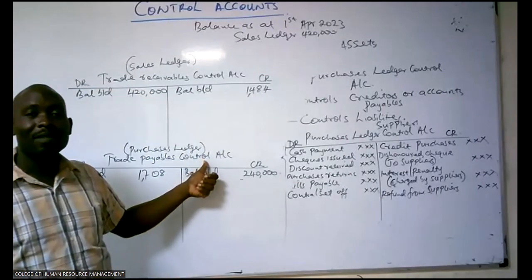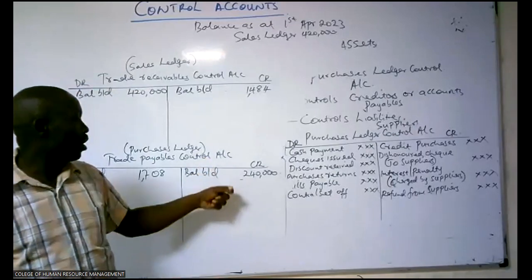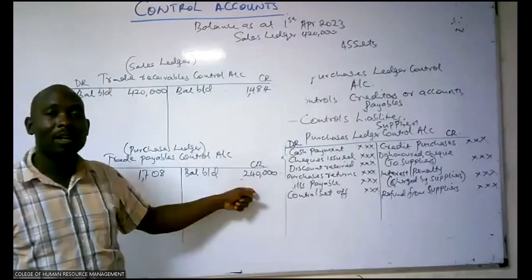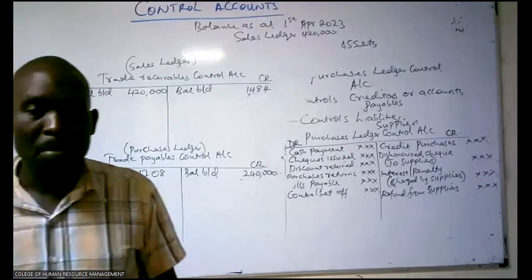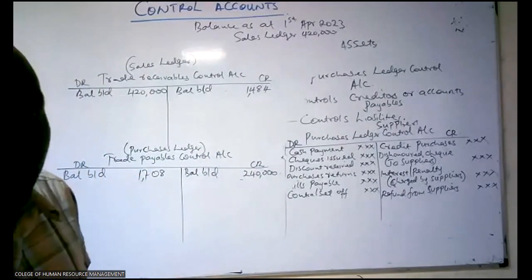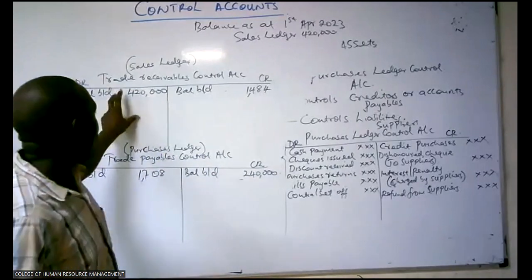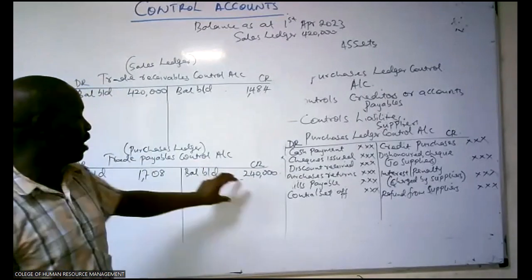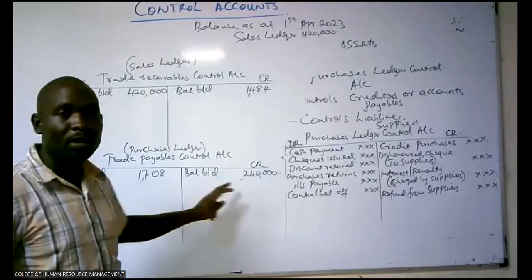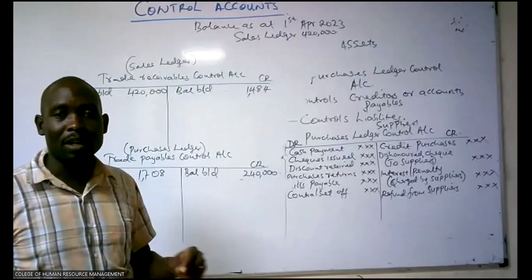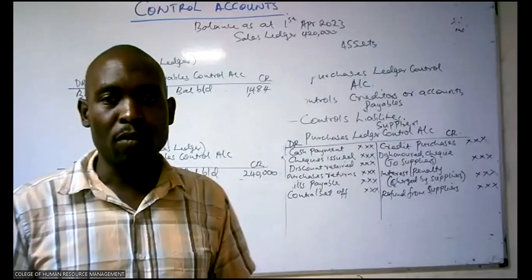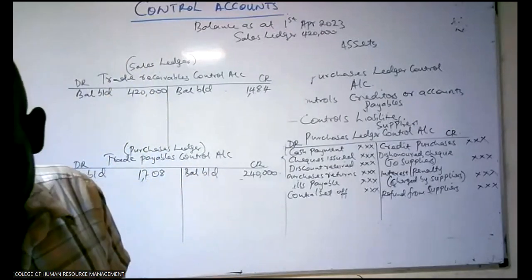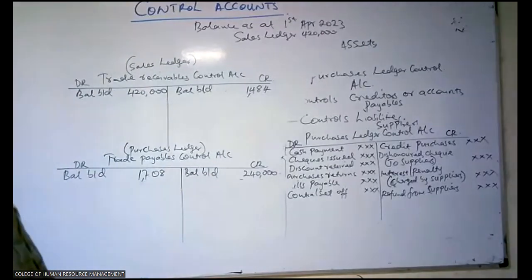So in the question also, when the question gives you a single amount for the purchases ledger or the trade payables, just know it is supposed to be on the credit, because liabilities normally have a credit balance. For the sales ledger, it is always debit. But for the purchases, it is always credit. But when you are given both figures for the debit and the credit, they will tell you which figure to put on the debit and which one to put on the credit. Let us go to the transactions for the month.